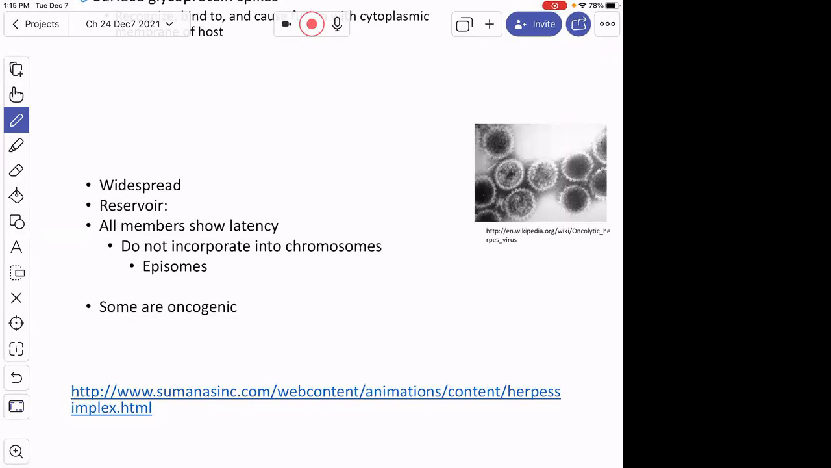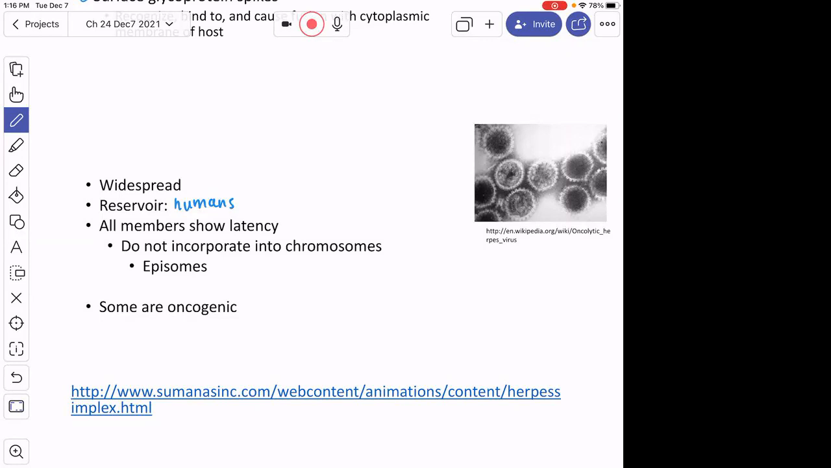Reservoir is humans. So animals have herpes viruses. They don't typically cross species barrier. There's one exception to that. Apparently there is a herpes virus in monkeys that very rarely, but sometimes will infect humans. So it seems like there's an exception to everything in biology, but for the most part, humans, we pass it around to other humans.